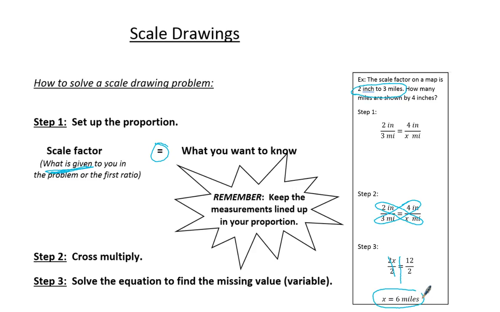And notice that lovely label right there on the answer to tell us what we were looking for. Not 6 chickens, not 6 hot dogs, we have 6 miles right there. So make sure you put your labels on all of these problems.